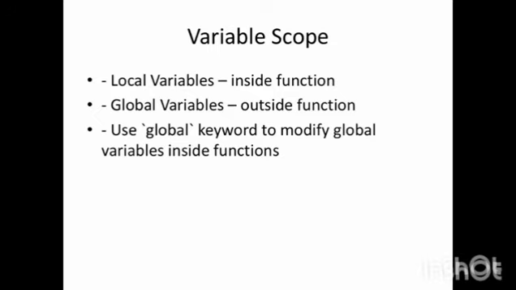But be careful. Changing global variables from inside a function can lead to unexpected results unless you use the global keyword explicitly. A good rule of thumb: keep variables local unless you absolutely need to use or modify them globally. This helps keep your code clean and manageable.